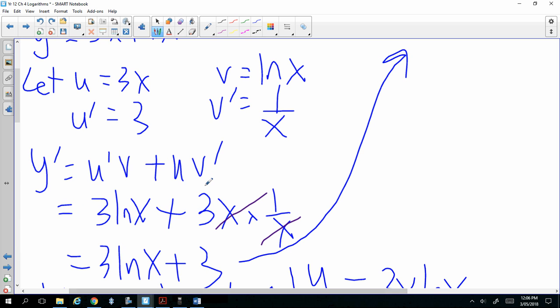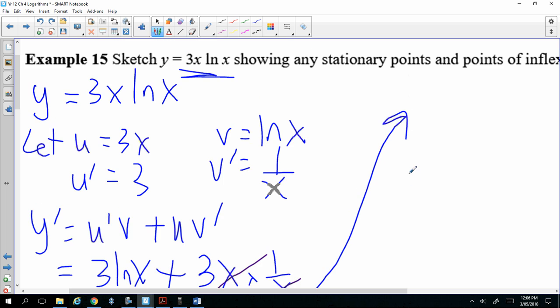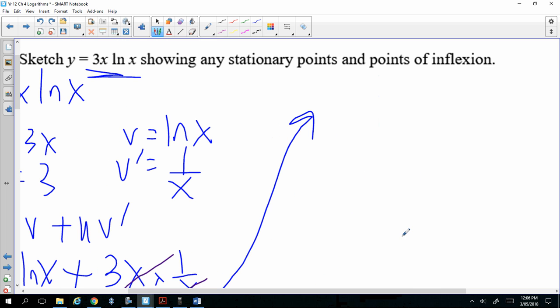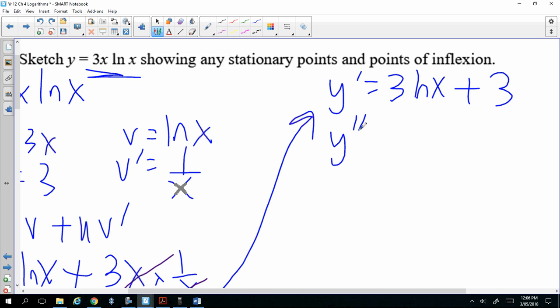All right, so we're going to find the second derivative. Your y dash is 3 ln x plus 3. So for your second derivative, ignore the 3. Differentiate ln x is 1 on x. Differentiate 3 is 0. So y double dash is 3 over x.